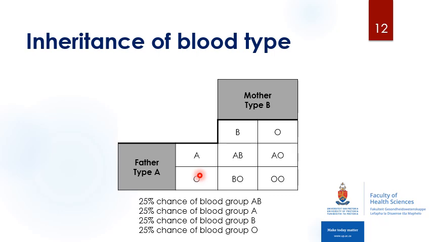In this example, you have a 25% chance of producing a child that's blood type AB, a 25% chance of producing a child that's blood type A, a 25% chance of producing a child that's blood type B, and a 25% chance of producing a child that's blood type O. So you can produce all the different blood groups from this couple. But if the child is blood type A or blood type B, they will still carry the O gene. So they will still carry that recessive phenotype, and they can still pass on that phenotype to future children.